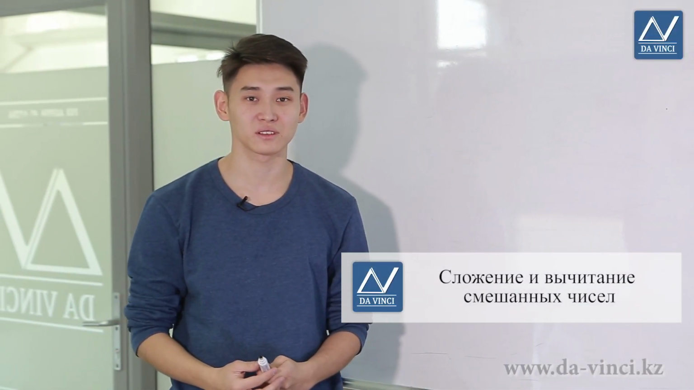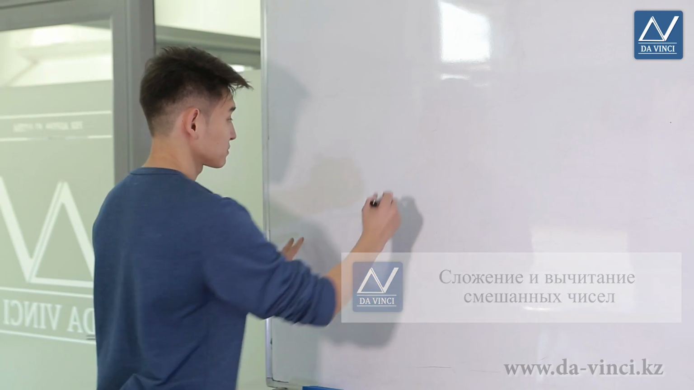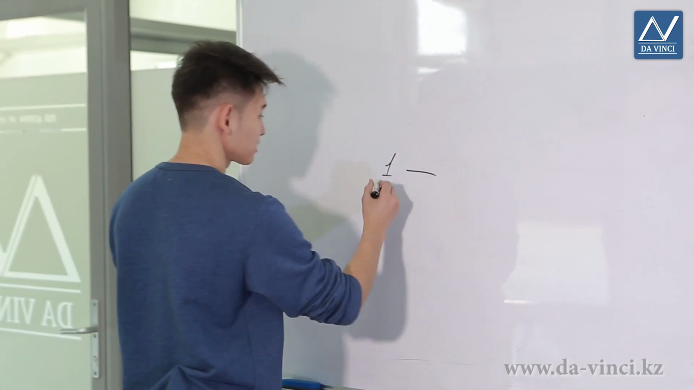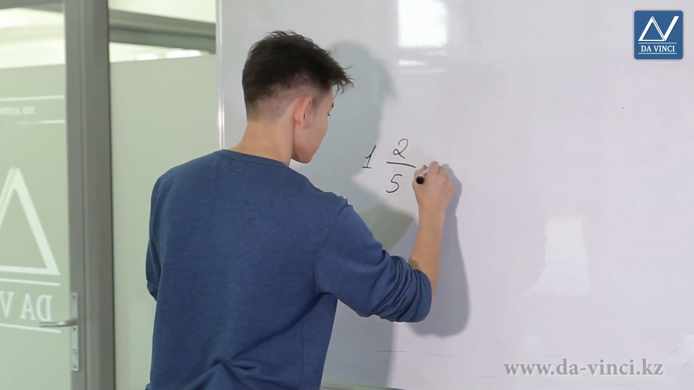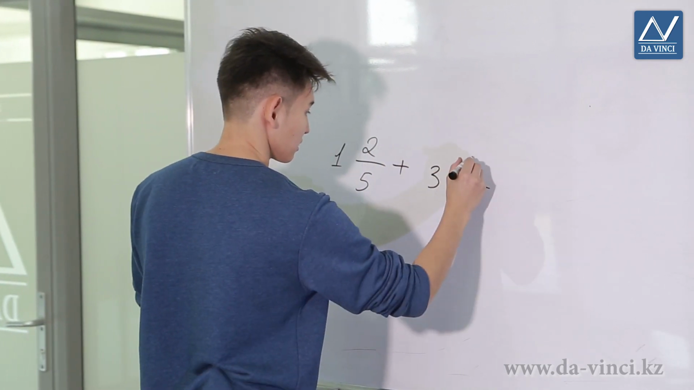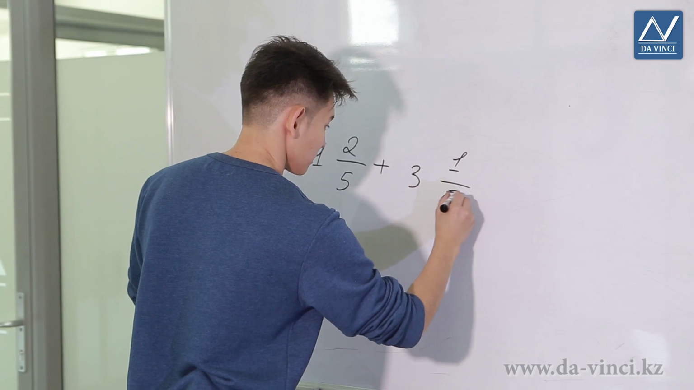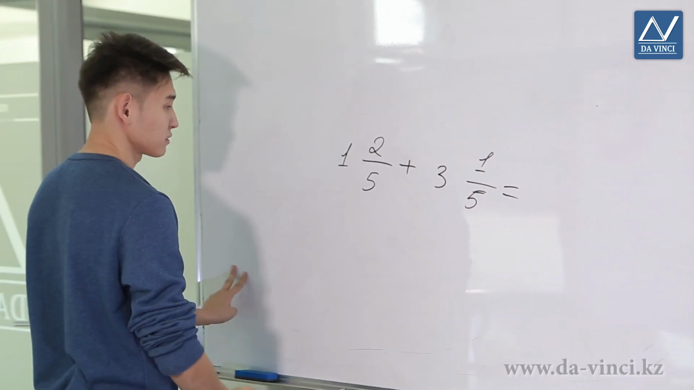Hi, the topic of today's lesson is adding and subtracting mixed numbers. Let's take a look at an example. Let's suppose we have the numbers 1 and 2/5 plus 3 and 1/5. How do we make this calculation?